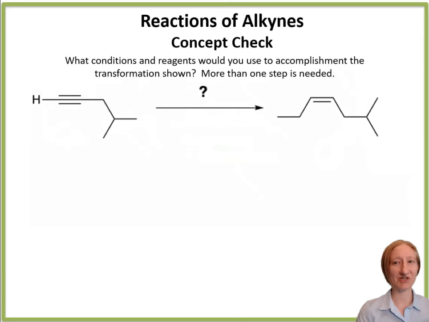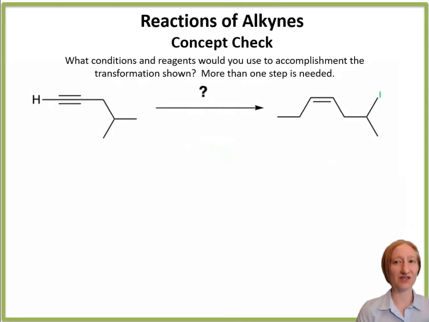In this last concept check question, you're asked to identify the conditions and reagents that you would use to convert the alkyne given into the alkene shown. And we're told that we'll need to use more than one reaction step. In this kind of question, I like to start by mapping the product onto the starting material to see what bonds form and break and what new pieces might need to be incorporated.